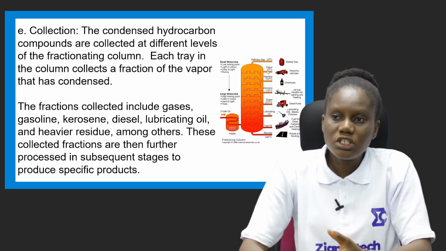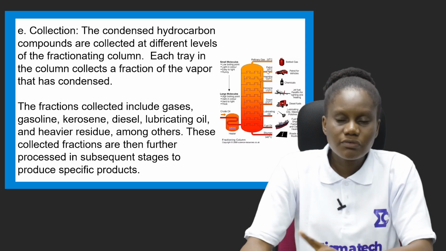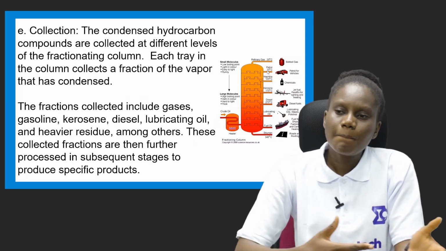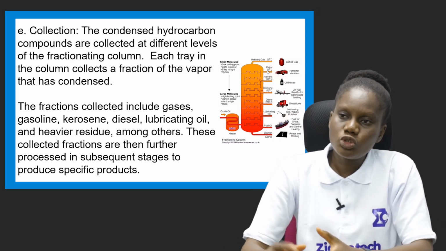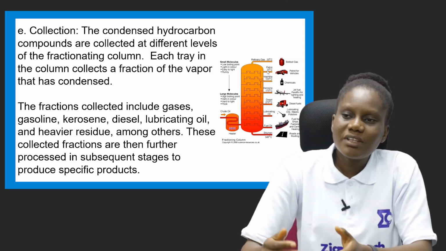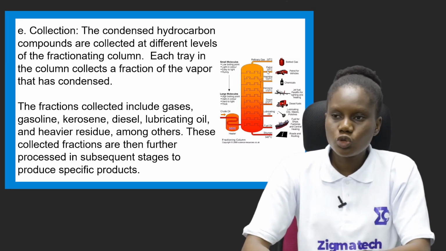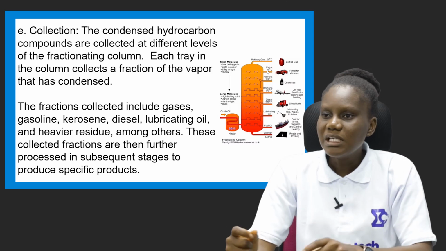Also, your kerosene is used in your jet fuel. We use it also in the production of ATF in your jet fuel. If you have seen the previous class, you're going to see when I talked about jet fuel, your ATF. So also after this, you have your diesel. That is, you get it at the boiling point of 270 degrees centigrade.